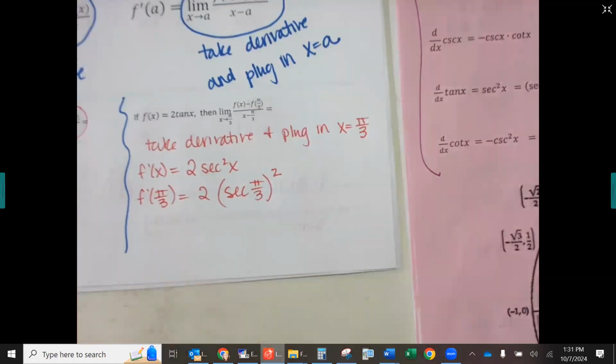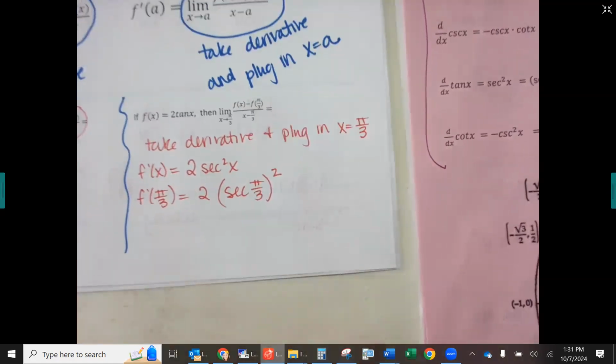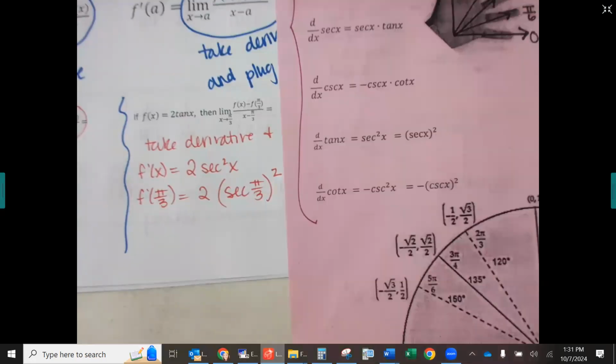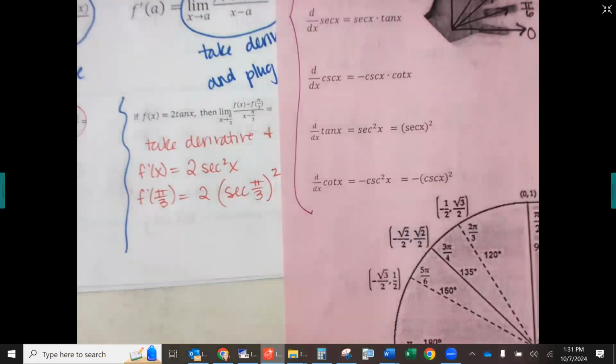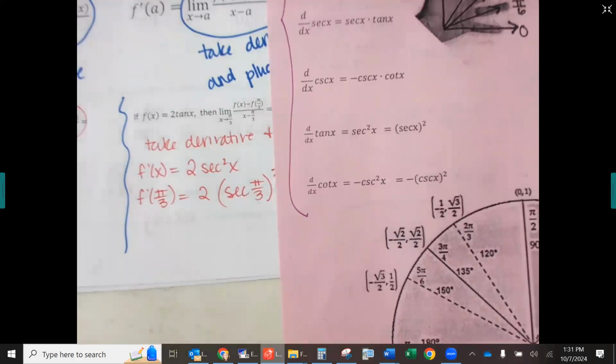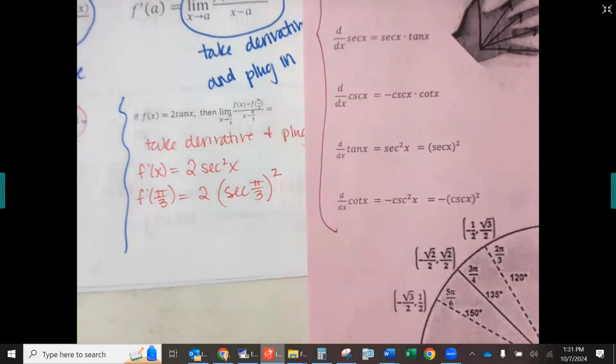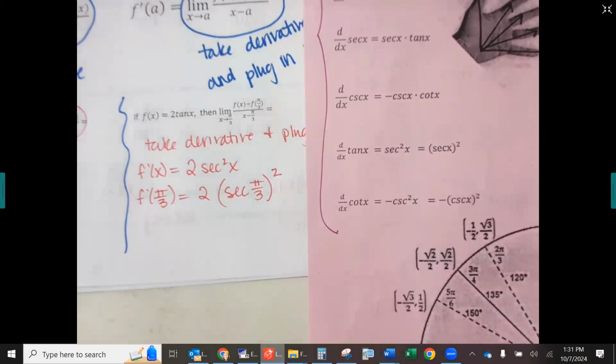Now, I want to point out to you before we keep going. Okay, look on your pink sheet. Secant squared means the whole secant is squared. Will the 2 be squared? No, it's in the front, right? So make sure, the reason I'm writing it like this is the derivative of tan is secant squared. That 2 is just in the front. It's not part of the squaring process.